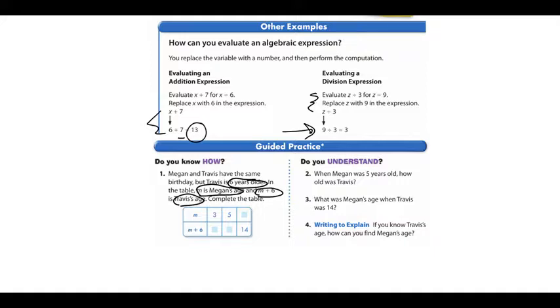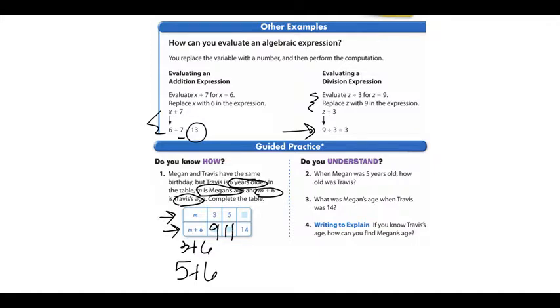So when Megan is 3, Travis is Megan's age plus 6. So what's 3 plus 6? Well, that'd be 9. So plug that in the table. All right, when Megan is 5, how old is Travis? Well, we take 5 and we add 6 again, and we get 11.